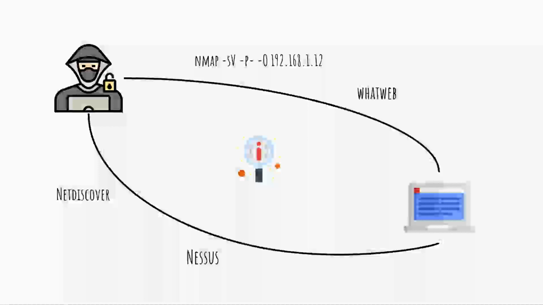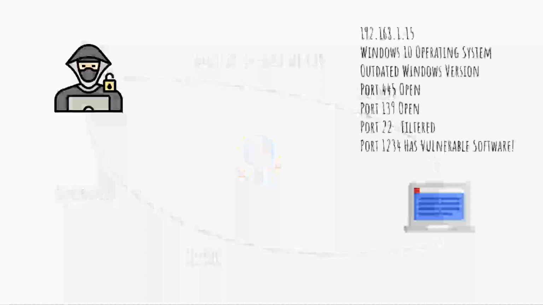Here is how the process goes. Imagine this is our target, and this is the information that we gathered for it. It is running Windows 10. We found out it has an older version of Windows 10 that hasn't been updated lately. We found 3 open ports and 1 filtered port, and we know for sure that one of those open ports has vulnerable software running on it, since we also performed vulnerability analysis.